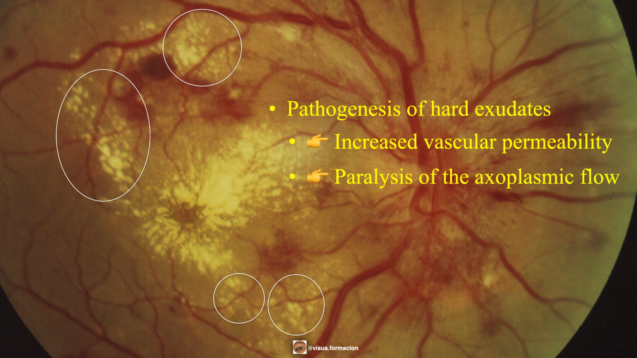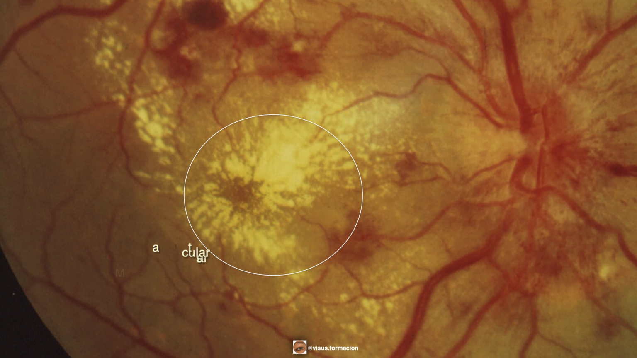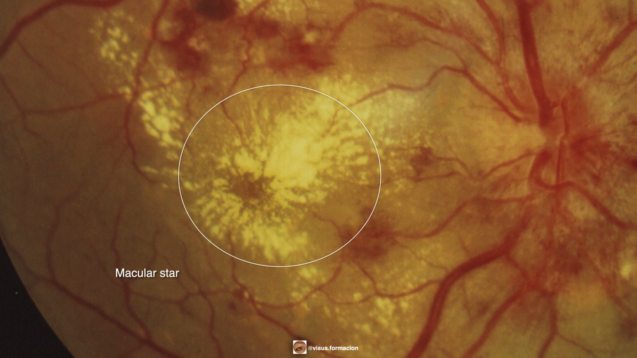Secondly, the paralysis of the axoplasmic flow at the level of the ganglion cells, whose axons form the nerve fiber layer of Henle, is also involved. The stopped axoplasmic flow hinders the transport and drainage of the waste substances, thus favoring their accumulation in the Henle layer. The formation of the macular star is due to the deposit of hard exudates around the macula, adopting a characteristic radial or star-shaped pattern.